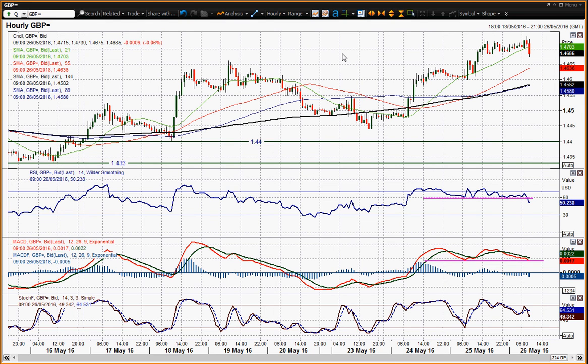But for now, certainly technically we're still seeing some positive moves on cable, and little corrections are being bought into.